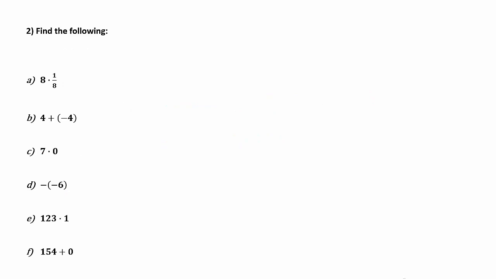If we keep going, 8 times an eighth. Remember, if you multiply anything by its reciprocal, you get 1. 4 plus negative 4 is 0. 7 times 0. Anything times 0 is 0. Two negatives, when being multiplied together, make a positive. Anything times 1 is itself. And if you add 0 to anything, it doesn't change it.